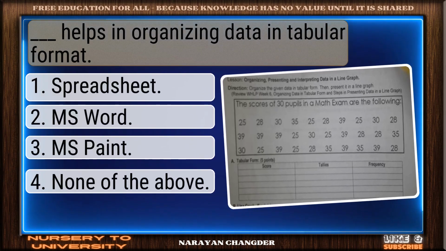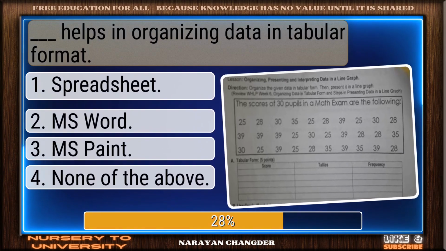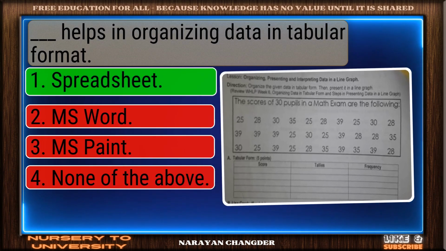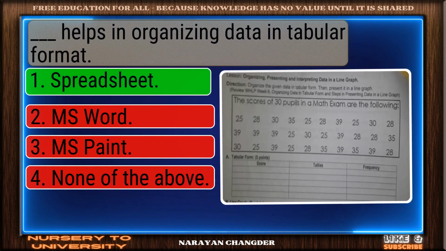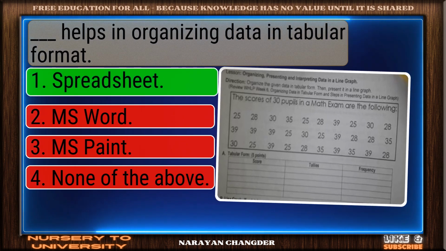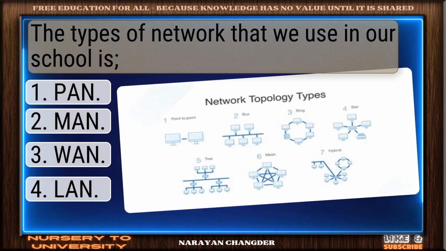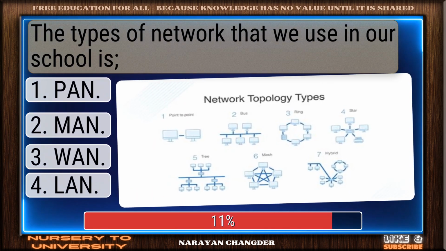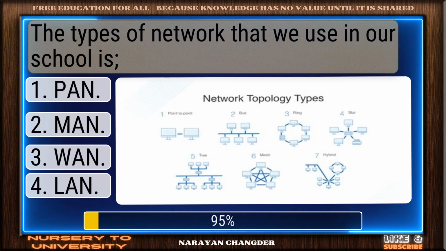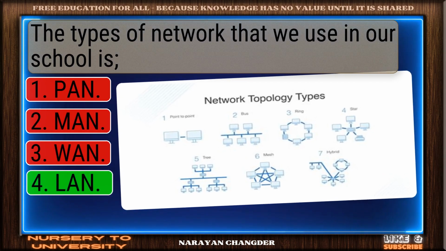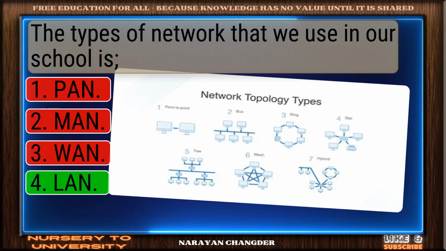Dash helps in organizing data in tabular format. Well picked. Spreadsheet is the correct answer. The types of network that we use in our school is. Smart pick. LAN is the correct choice.